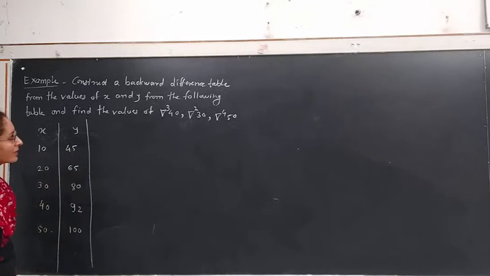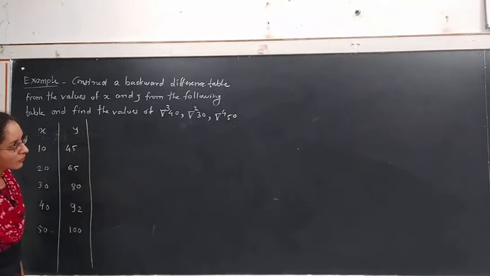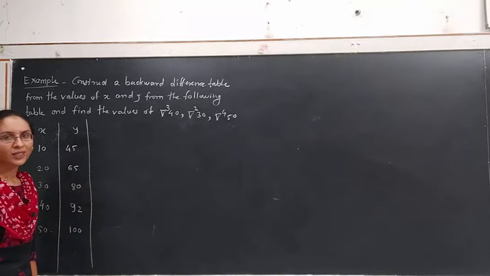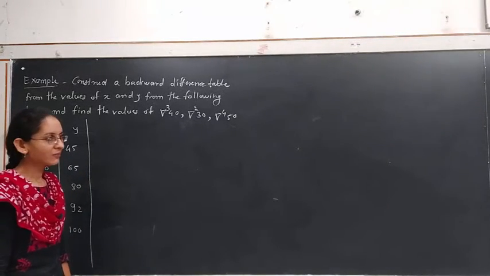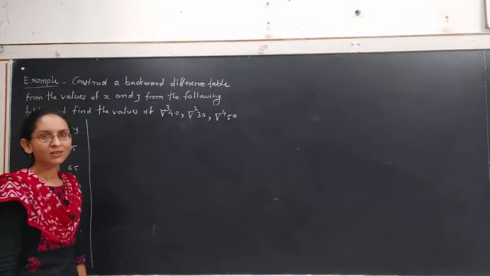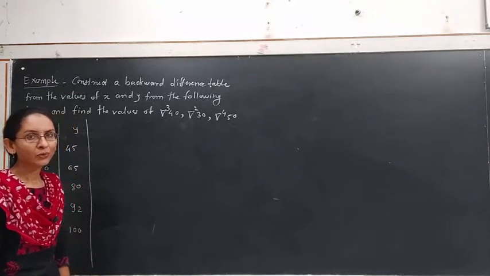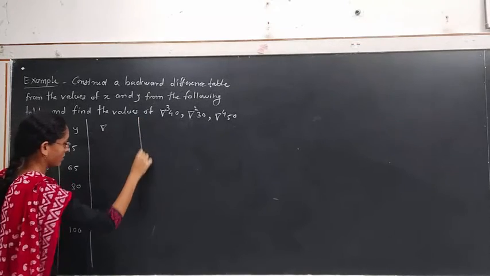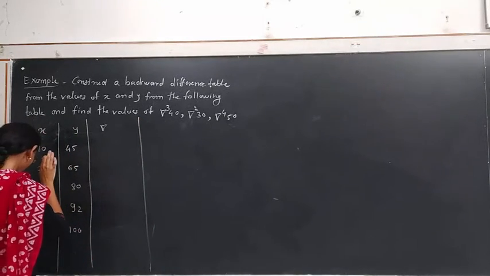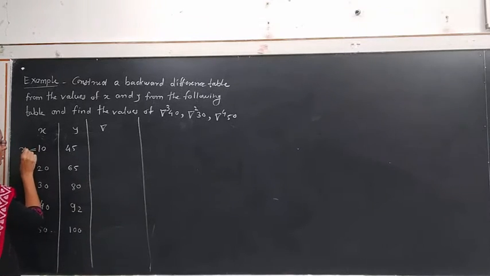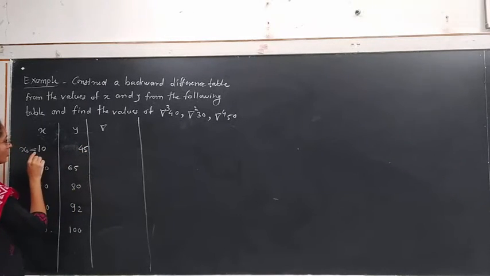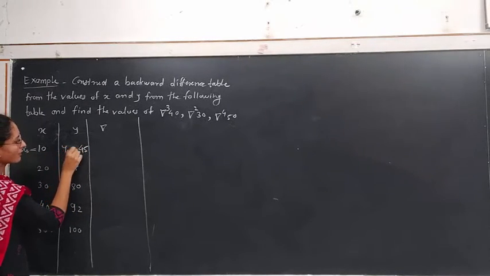This is the given table in the example, and find the values of del cube 40, del square 30, del raised to 4 50. See, these are 5 values of x and 5 values of y. Hence we get fourth order, hence we get the backward differences of the values of y up to fourth order. First order backward difference is given as: the initial value of x is x0 equal to 10, its corresponding value is y0 equal to 45.